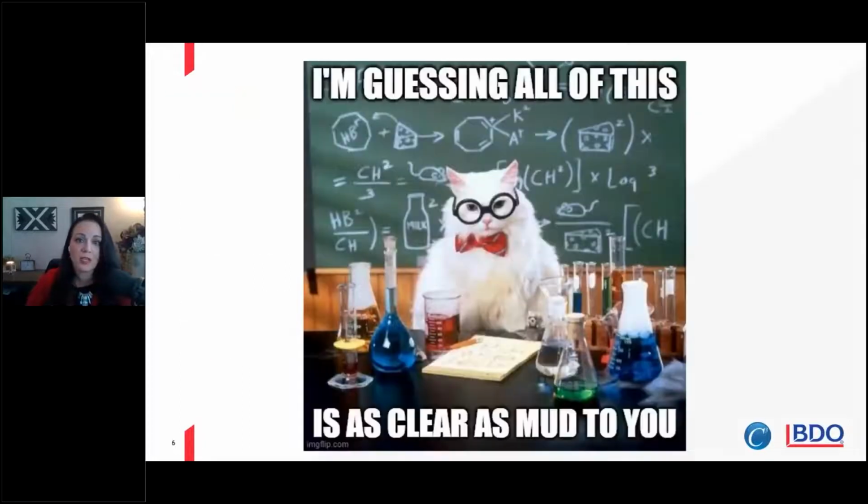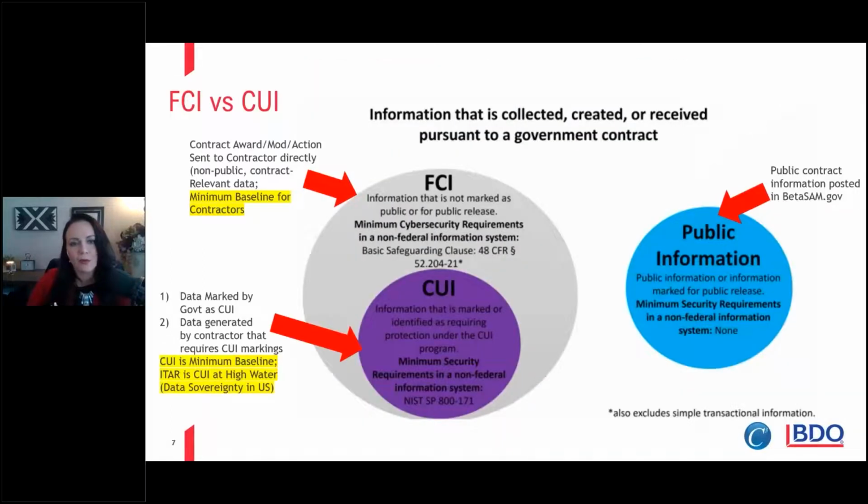So at this point, I'm guessing all of this is probably as clear as mud to you. You're probably more confused now. So let me draw you a diagram. This is the basic overarching diagram. Our minimum threshold is FCI. And you'll notice that the CUI bubble falls inside of FCI. So at minimum, everything that the government gives us, we classify at a minimum of FCI.